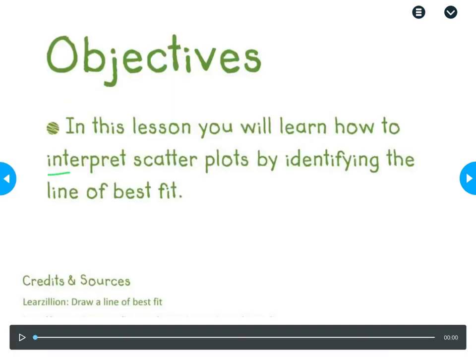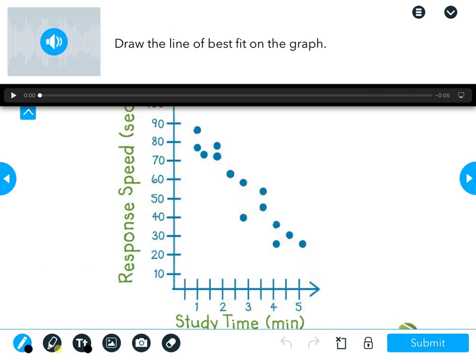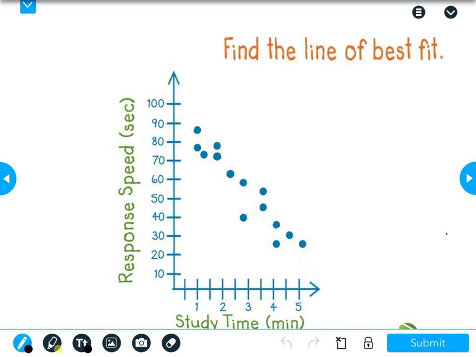Today you're going to learn to interpret a scatter plot by identifying the line of best fit. On your Nearpod slides, pay attention to the sound down here because Miss Hartman recorded it for you so you could hear the directions. So again, sometimes the audio will be up top. So we're going to draw the line of best fit on the graph. We're going to find or draw the line of best fit.